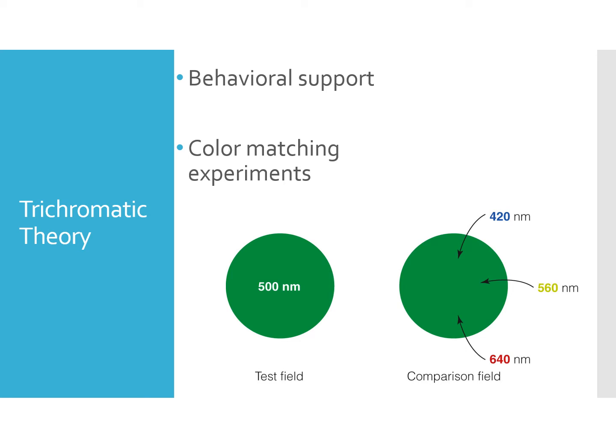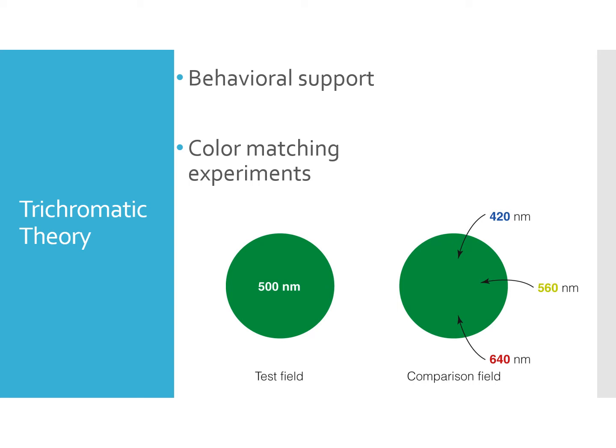So this behavioral support back in the 1800s came from color matching experiments, where they would start with a test field. On the left, you can see that this one is an example of 500 nanometers, a monochromatic light that is 500 nanometers wavelength. But for that test field they used several different wavelengths. This is just one example. And in the comparison field, they would have the participant try to adjust the light levels so that it would match the test field, so that we would get these metamers.